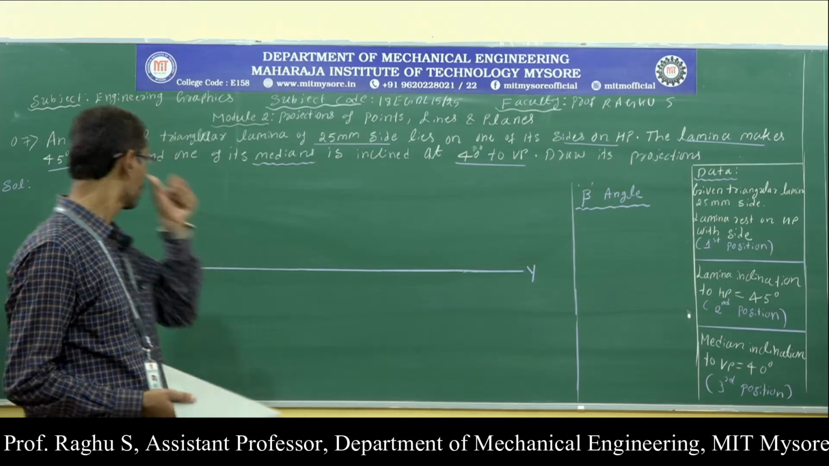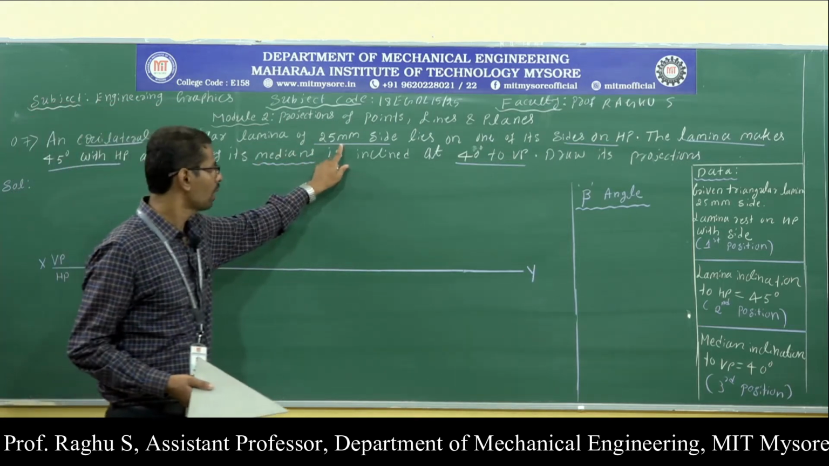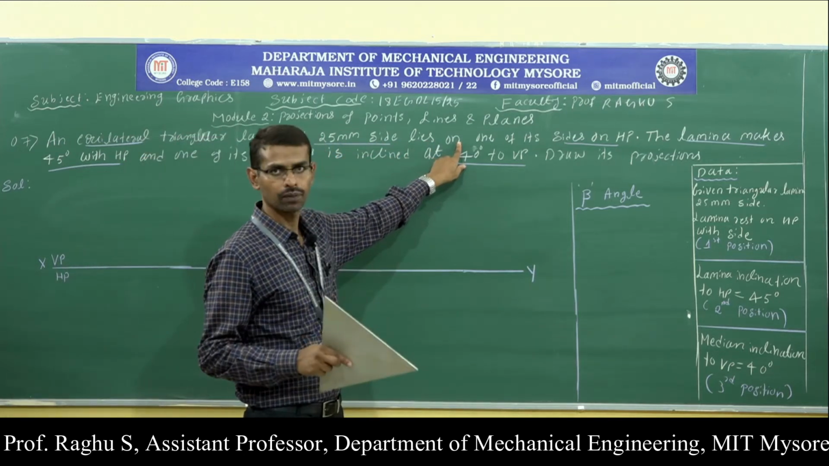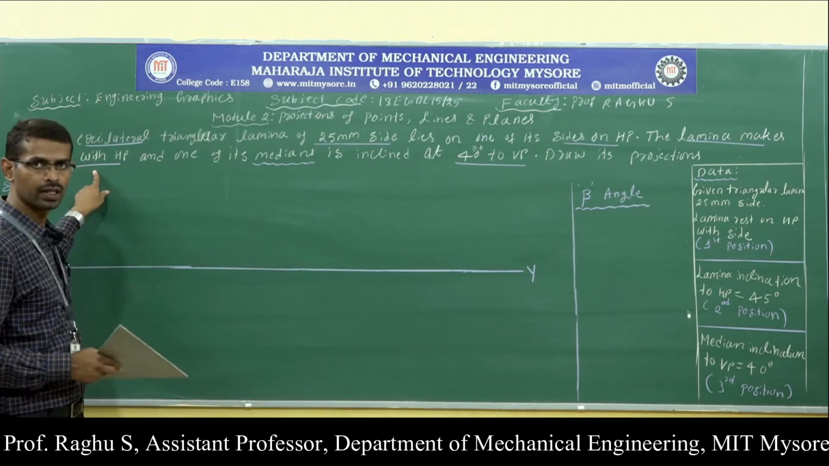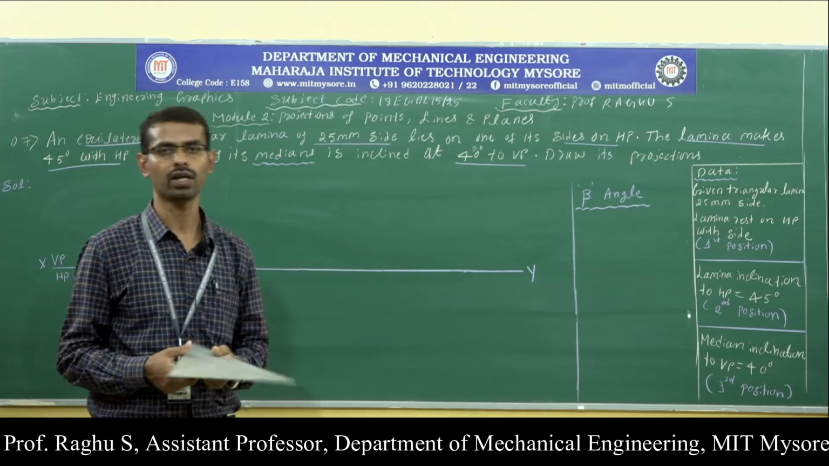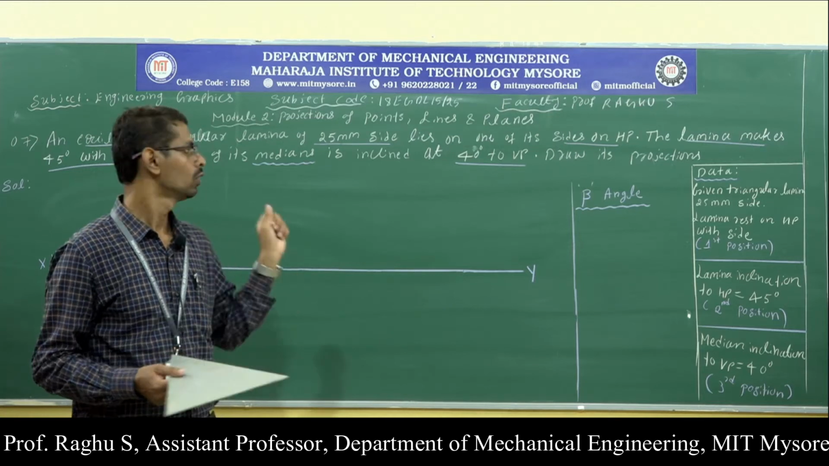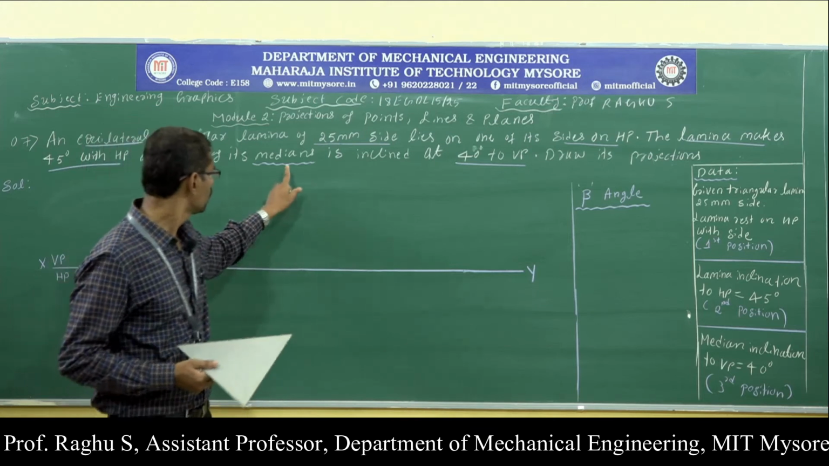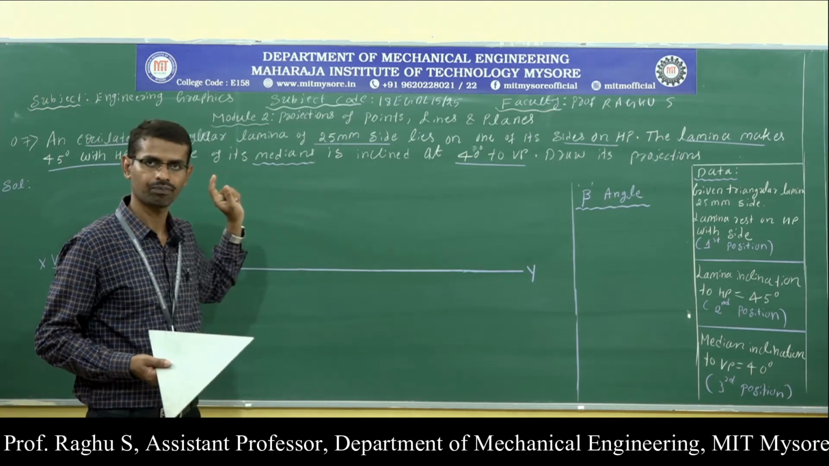So the next problem: an equilateral triangular lamina of 25 mm side lies on one of its sides on HP. The lamina makes 45 degrees with HP and the median is inclined at 40 degrees to VP. Draw the projections of the lamina. So this is the problem. This is the median inclination problem.